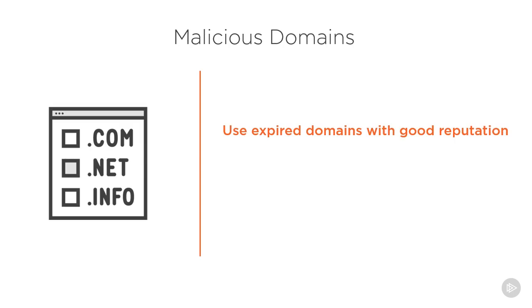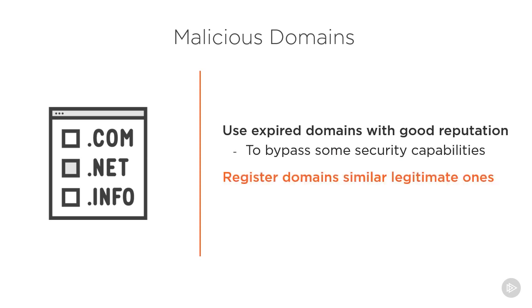Among the common tactics employed by attackers is to purchase expired domains with a good reputation. This is for them to bypass some security and content filtering capabilities. Another common tactic is to register domains similar to the legitimate ones, like changing a letter or digit to something similar looking, for example changing an L to a 1.